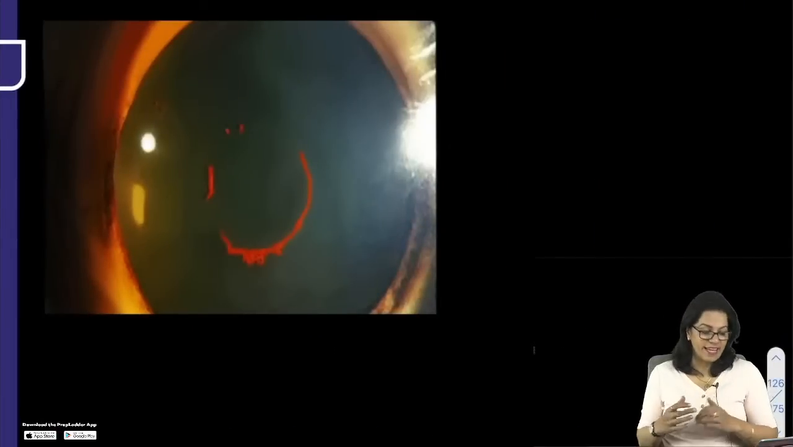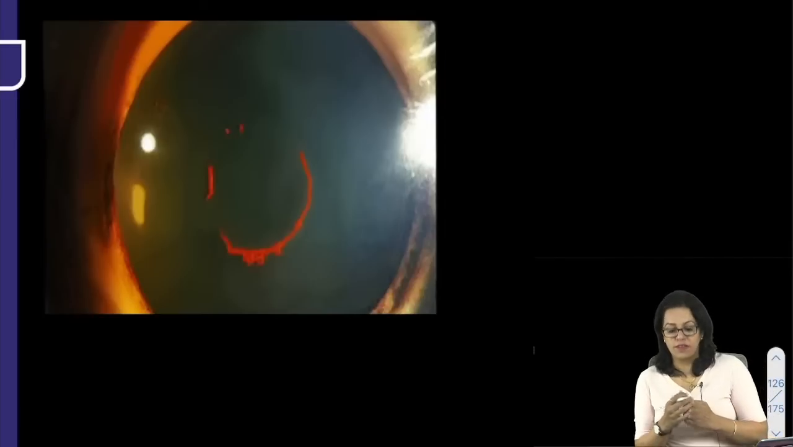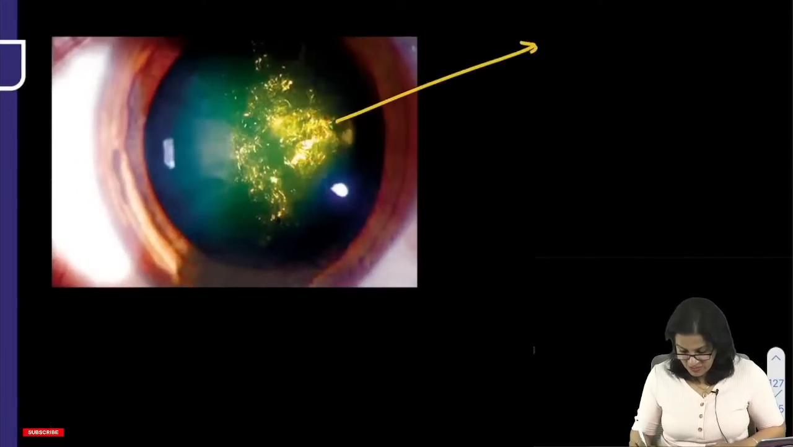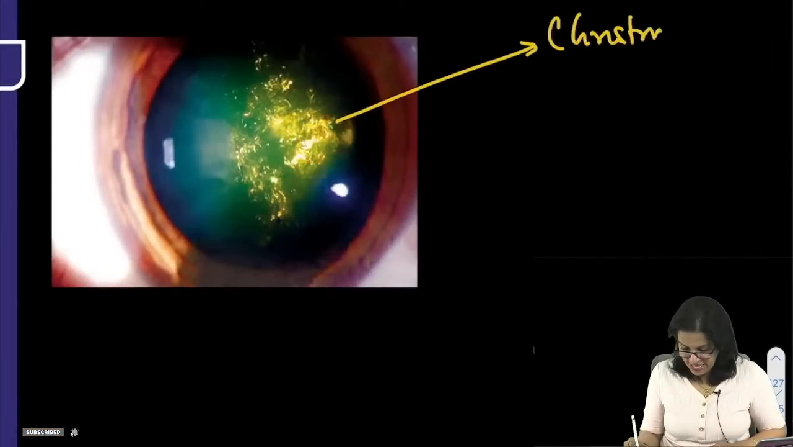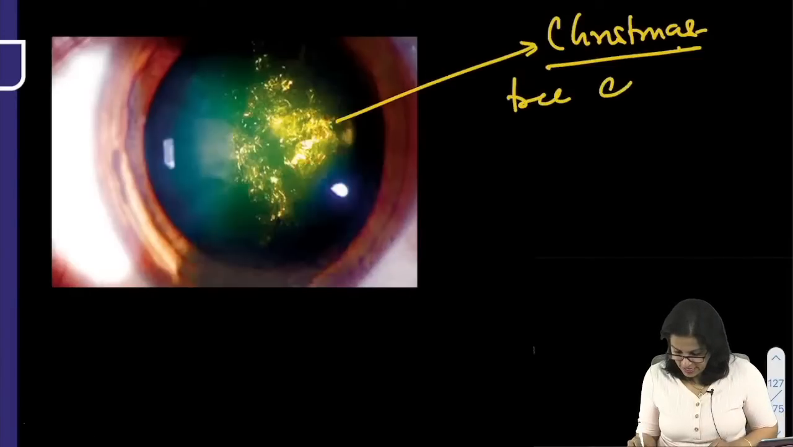What are you looking at now? Can you answer me this? Tell me, what are you looking at? Just give me the diagnosis. I'm skipping, I'll wait for your answer. This one is called Christmas tree cataract. Needle-like opacities, these are Christmas tree cataract.